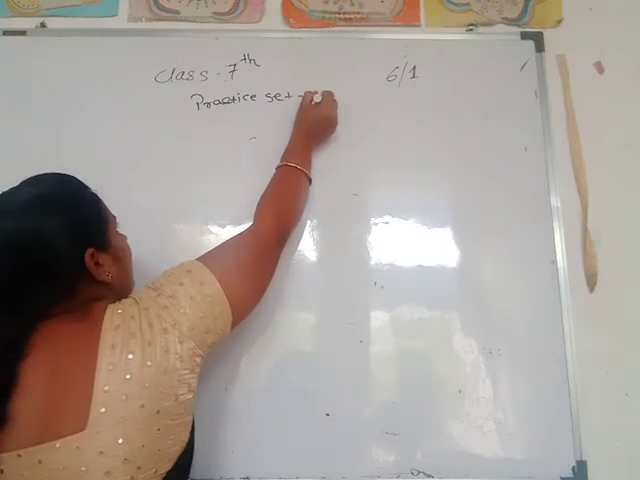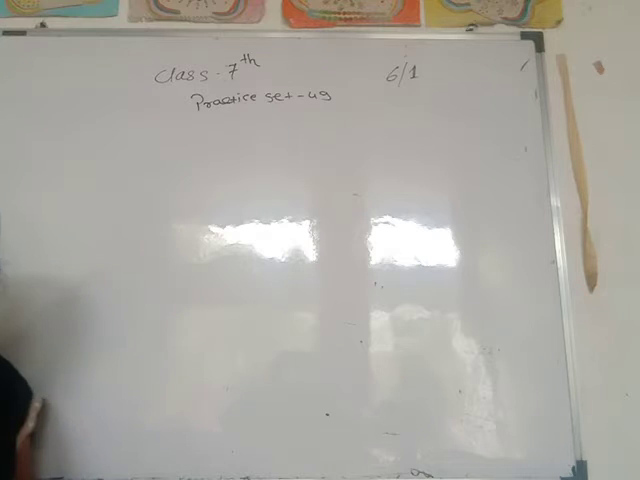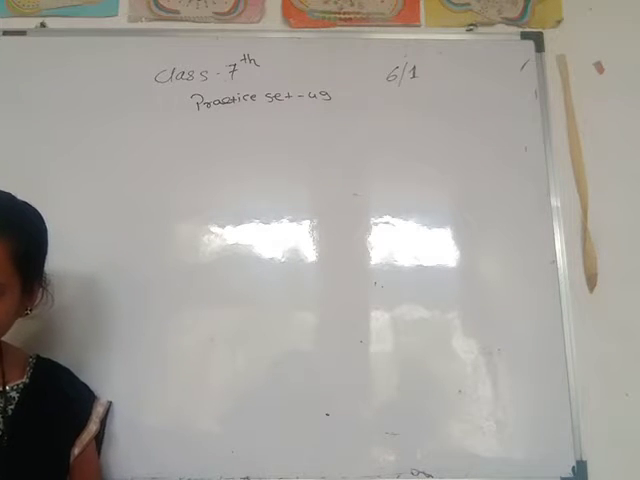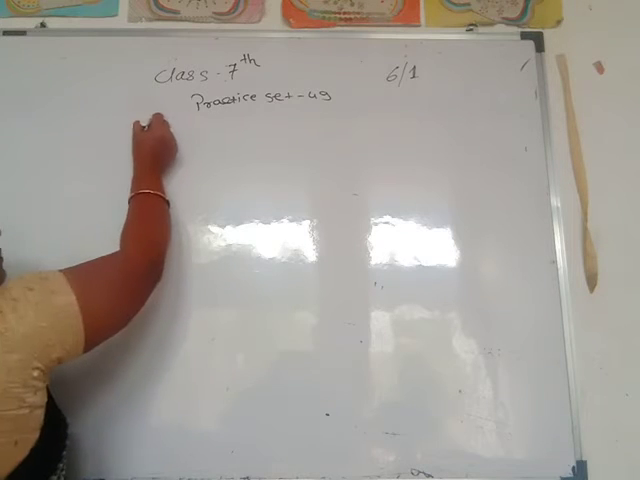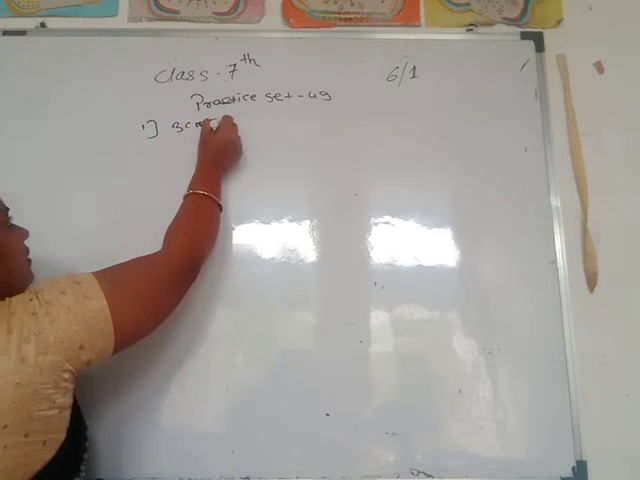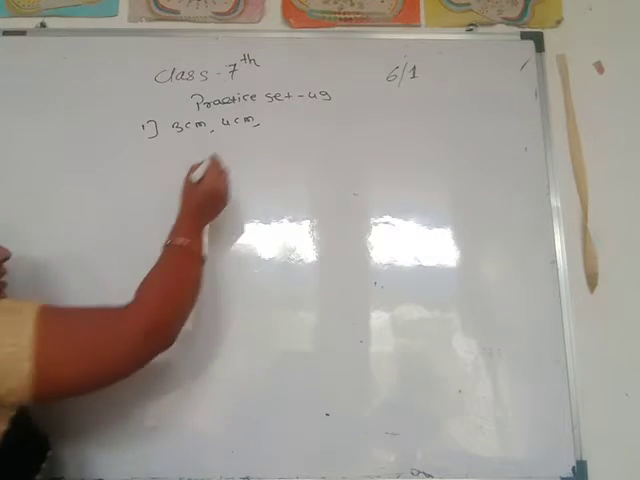Practice set 49. Find the Pythagorean triplets from among the following sets of numbers. First one: 3 centimeter, 4 centimeter and 5 centimeter.